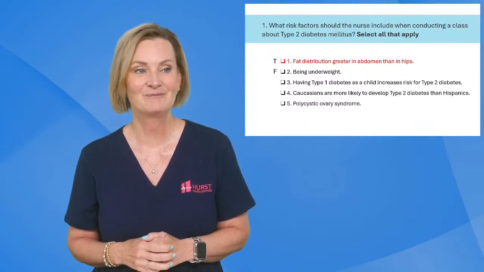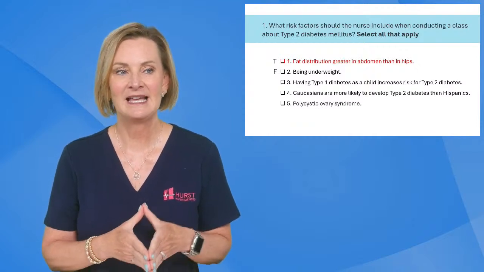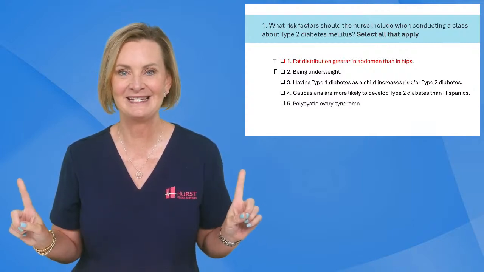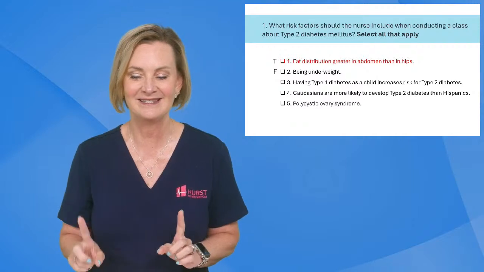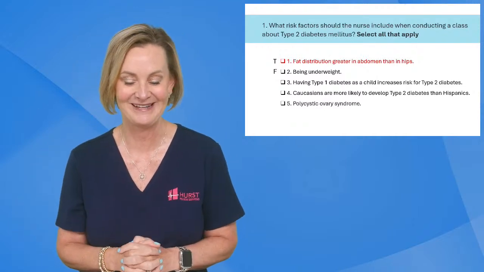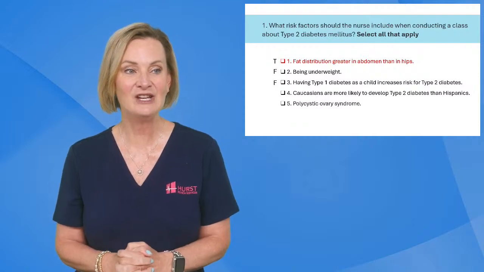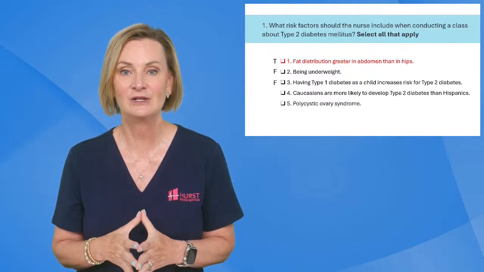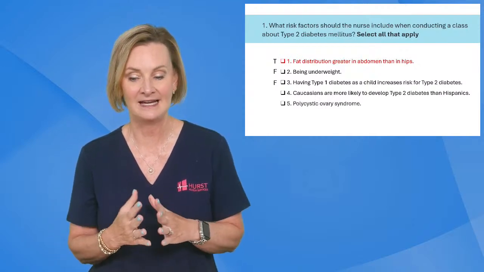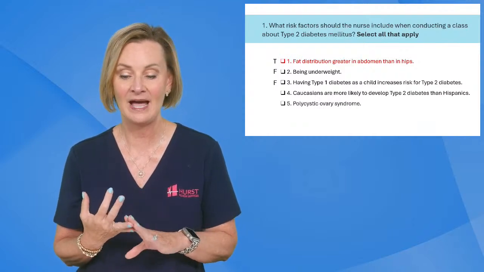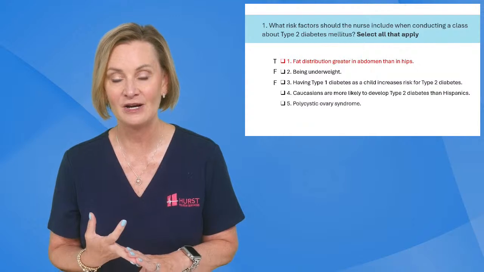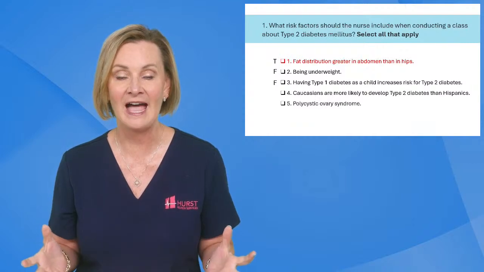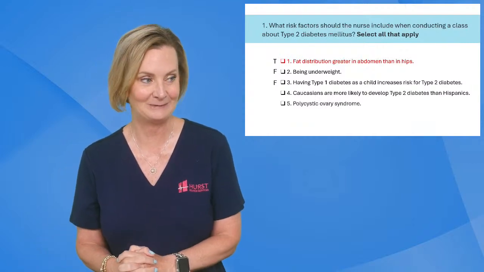Now let's look at number 3. Having type 1 diabetes as a child increases your risk of type 2. Y'all, those are two separate things. They do not overlap, and having type 1 does not lead to type 2. That is just wrong. Option 4 says Caucasians are more likely to develop type 2 than Hispanics. Y'all, our textbooks say different. The current information says that Hispanics, followed by African Americans, Native Americans, and Asian Americans, have the highest rate for diabetes. This is just a fact, and you want to make sure you include that in your teaching.